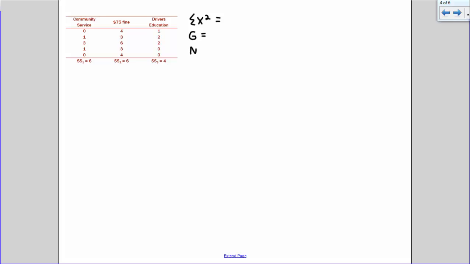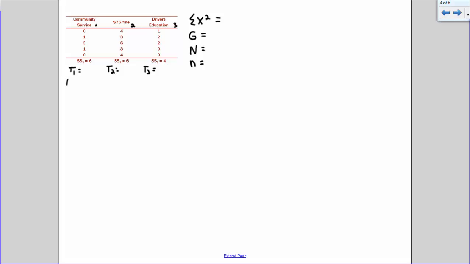I need to know what my sample size is for my entire study, sample size per group. I also would like to know what my T is for each group. Just for kicks, I'm not going to use that crazy formula for sum of squares between, but just to give you practice finding these things. We just call this group 1, group 2, and group 3, because writing T community service, T $75 fine, and T driver's education is a little bit tedious.